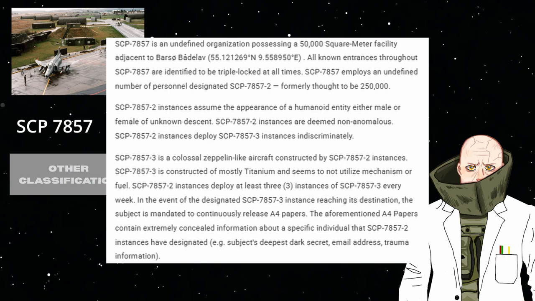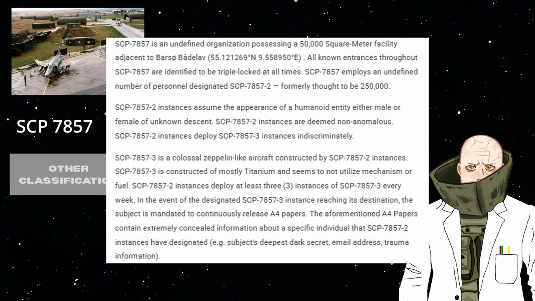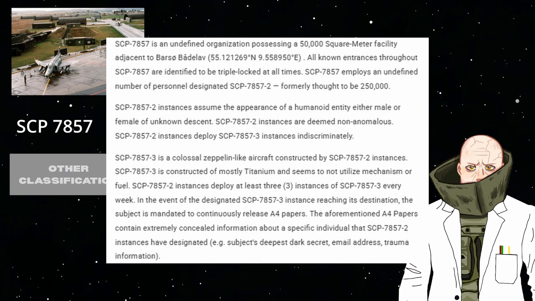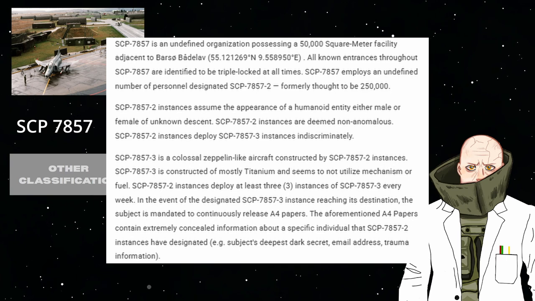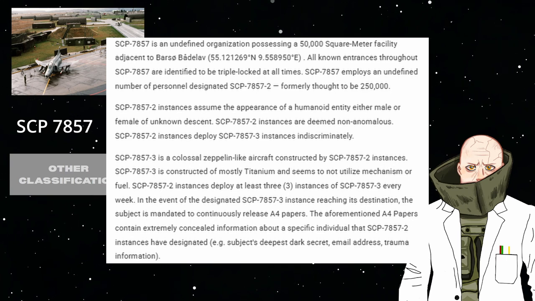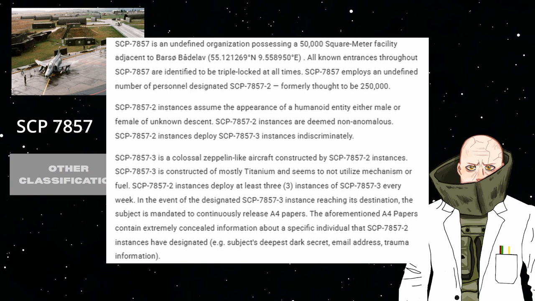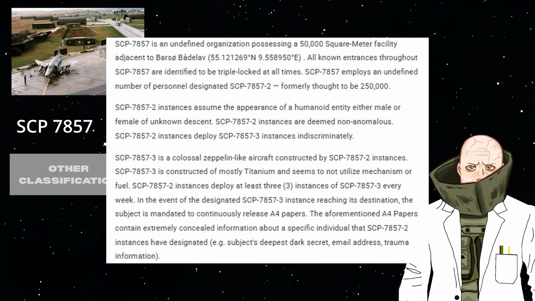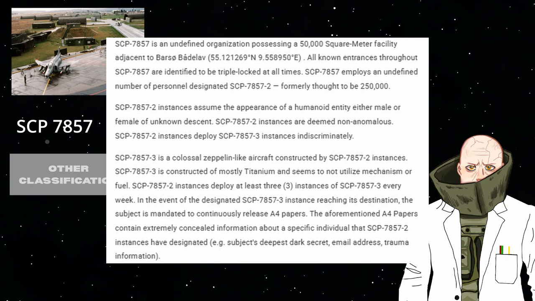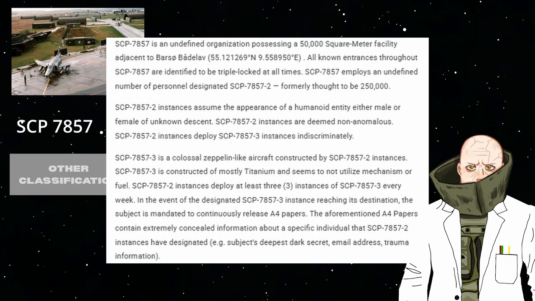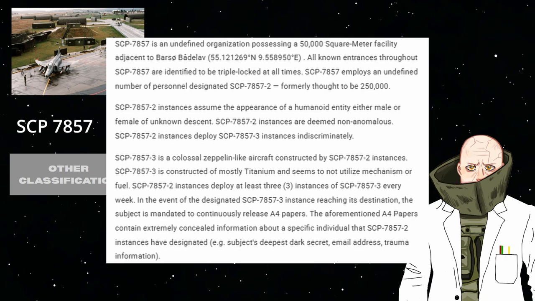7857-2 instances deploy at least 3 instances of 7857-3 every week. In the event of the designated 7857-3 instance reaching its destination, the subject is mandated to continuously release A4 papers. The aforementioned A4 papers contain extremely concealed information about a specific individual that 7857-2 instances have designated.